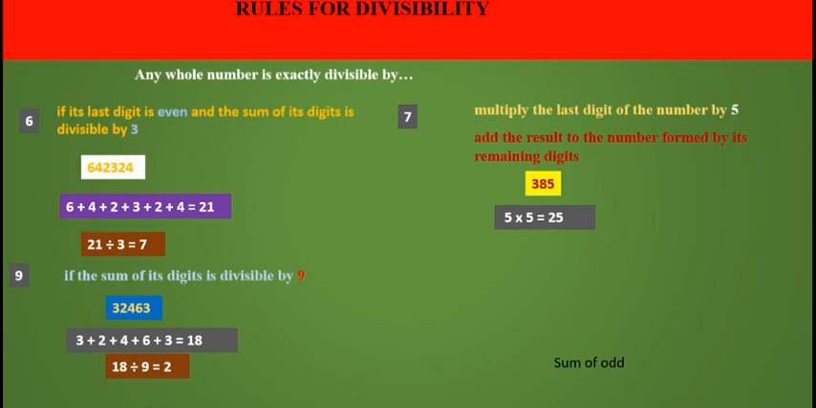The remaining digits of the number form 38. So we are going to add 38 to 25. So 38 plus 25 is equal to 63. Now we divide 63 by 7. 63 divided by 7 is equal to 9. Since 63 is divisible by 7, then 385 is divisible by 7.